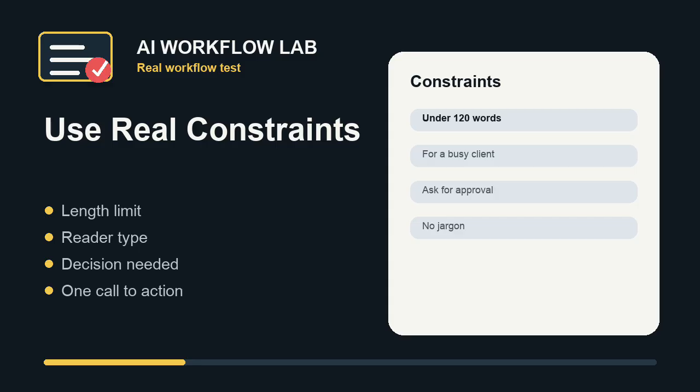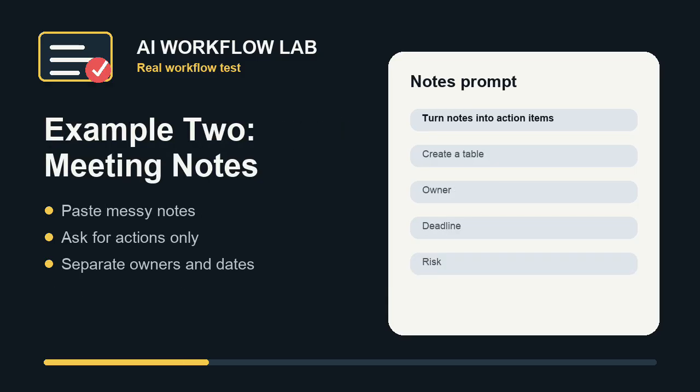The second test is meeting notes. The beginner mistake is asking for a summary when what you actually need is action. Try this. Turn these notes into action items. Create a table with task, owner, deadline, and risk. If a detail is missing, mark it as missing instead of inventing it.